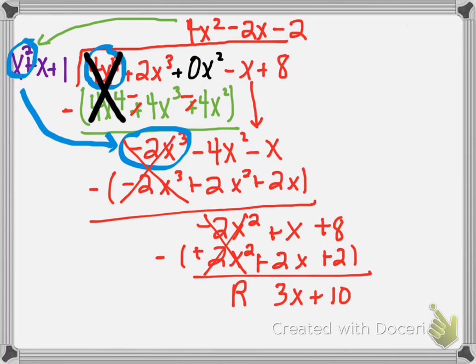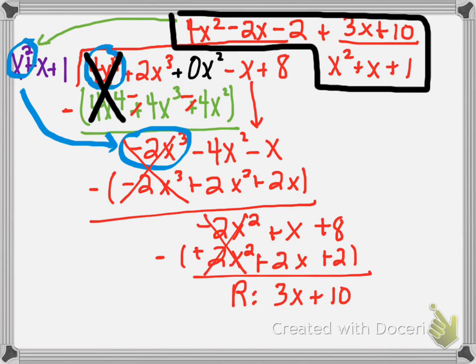Alright, so we get down here to 3x plus 10. That's going to be our remainder. Remember, the remainder, you just write that as a fraction above what you divided by. So since we divided by x squared plus x plus 1, that's going to go on the bottom. And then that would be our final answer to the long division problem.